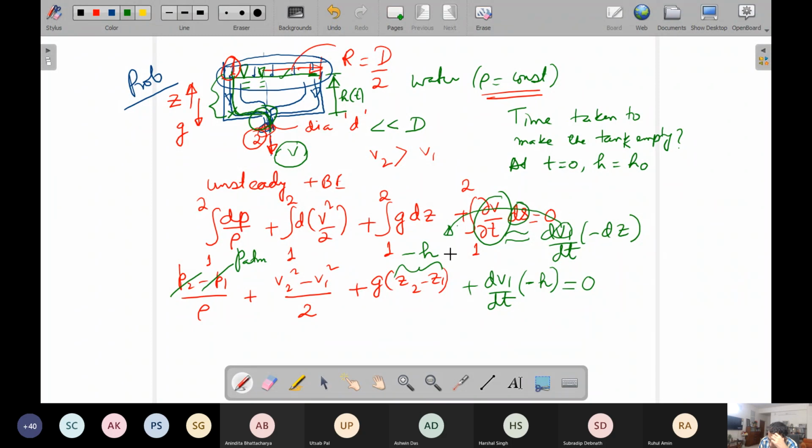Then, in fact, here in the integral, you can write plus dz, you just have to keep in mind that you are moving along the streamline. So when you are integrating from a high value of z to a low value of z, that is how minus h will automatically come. Now, V2 squared minus V1 squared.